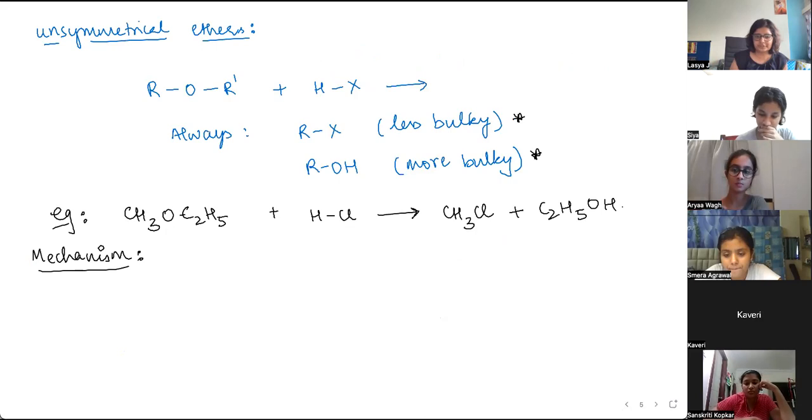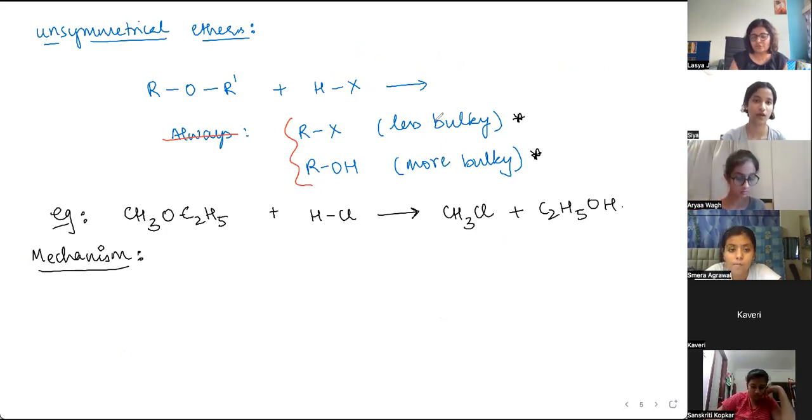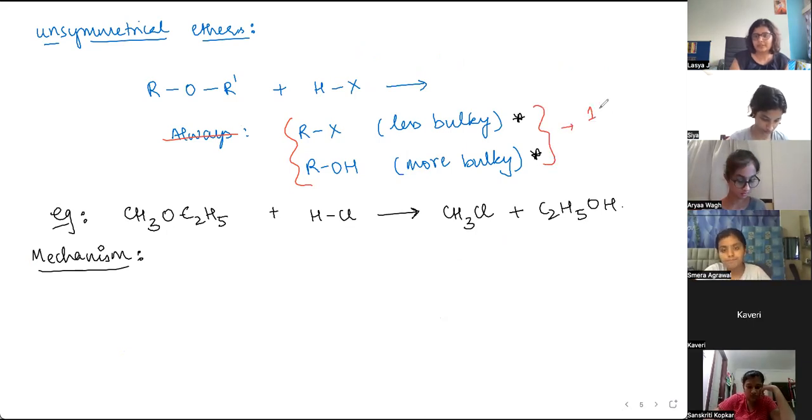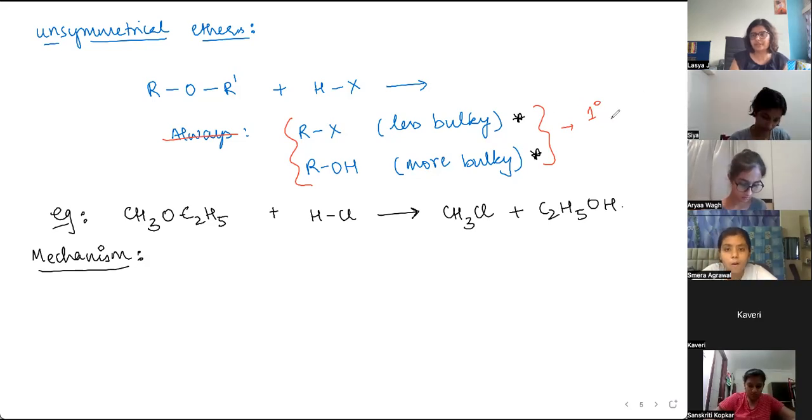So what is written here is wrong, not always. So RX and ROH depends on what groups are present here. So this is the case with primary, when both the groups are primary. But if one of them is tertiary, then that tertiary will always form alkyl halide. So this will depend on whether it's SN1 or SN2.